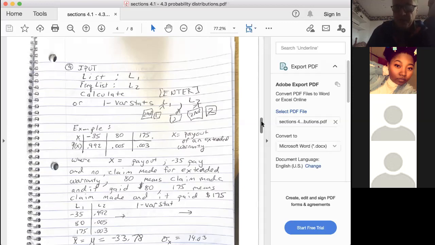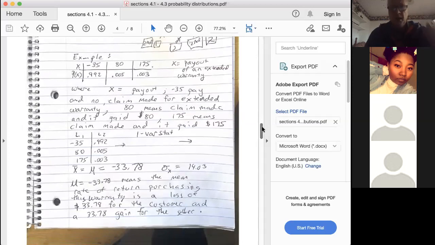Okay, so let's look at an example. This is a payout if you buy an extended warranty. The first one is you buy the extended warranty for apparently $35 and you get no payout. You don't need it, so you lose the $35. That's minus 35. Another possible scenario is that you could get $80 above and beyond the $35 you already spent. And the third scenario is replacement, $175 above and beyond what you already spent. Each corresponding probability is there.